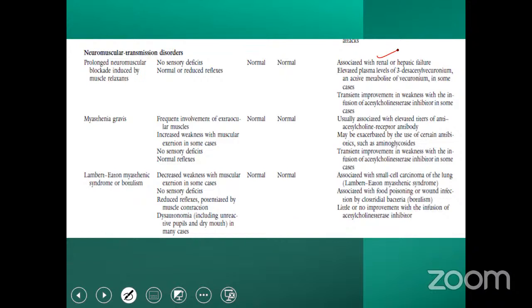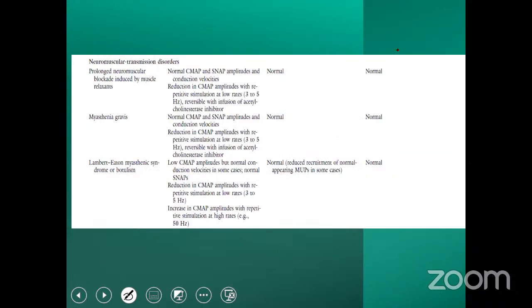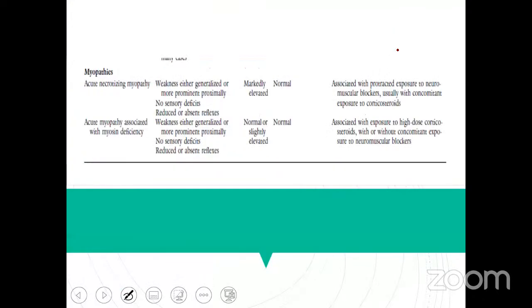Myasthenia gravis is associated with elevated titers of anti-acetylcholine receptor antibodies, and the repeated nerve stimulation test may be positive. In Lambert-Eaton syndrome, there is areflexia, autonomic dysfunction, and no sensory deficits, but it's a weakness that improves with exercise, usually associated with small cell carcinoma of the lung, and also associated with food poisoning or wound infections by Clostridia bacteria. And as I said, the nerve conduction velocity and repeated nerve stimulation tests show abnormalities.